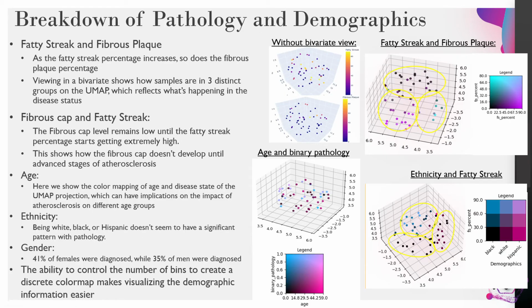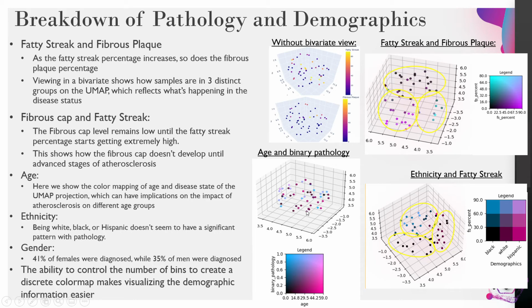So after passing my data through UMAP, I visualized the different disease stages as well as demographic information, as you can see here, and the same image without bivariate view, and you can see different groupings of the fatty streak and the fibrous plaque combinations, and how as the diseased state progresses, you can see the gradients and groupings of the two disease stages over here.